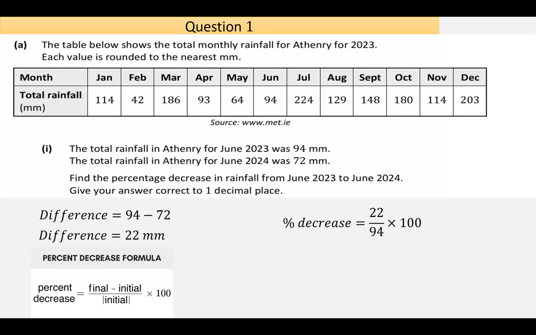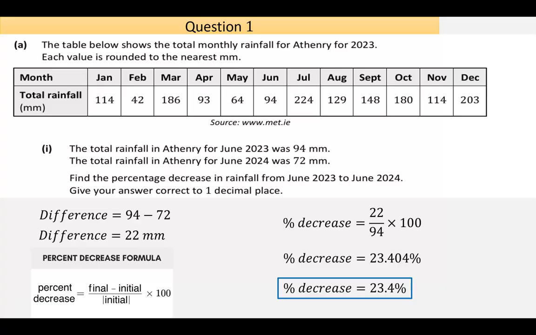So there's only two options there, really. If you get this far, it's either 94 or 72. You could try both and just cross out the one you think is least likely to be right. Just take a chance. When I put that through the calculator, I got 23.404%, which when I round to one decimal place is 23.4.